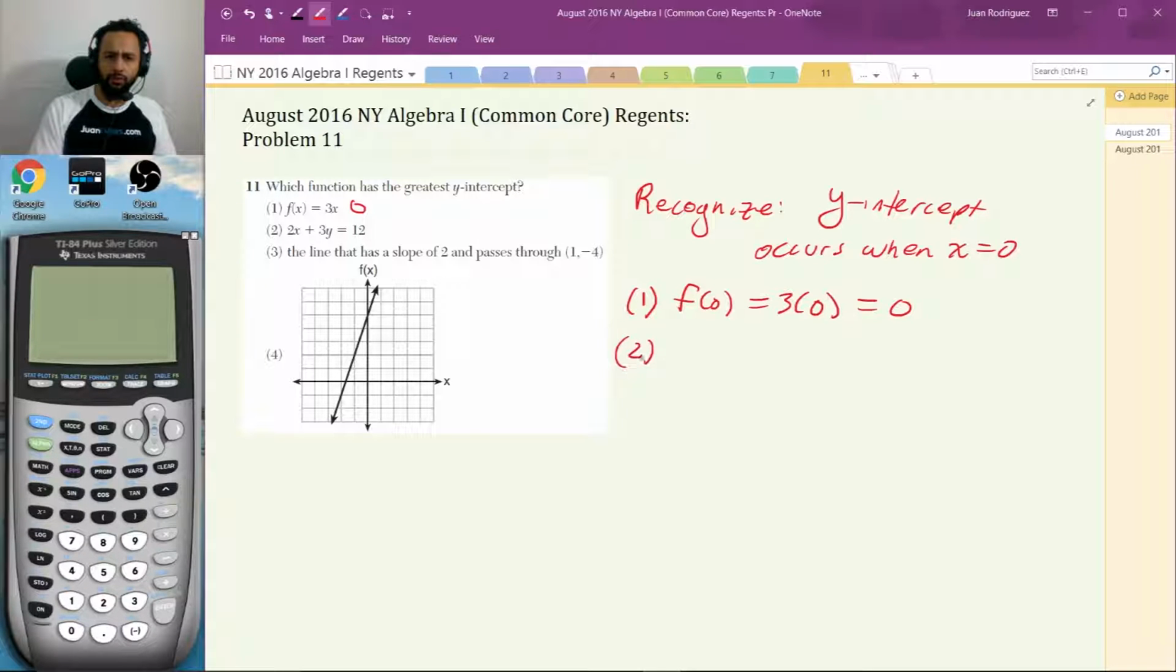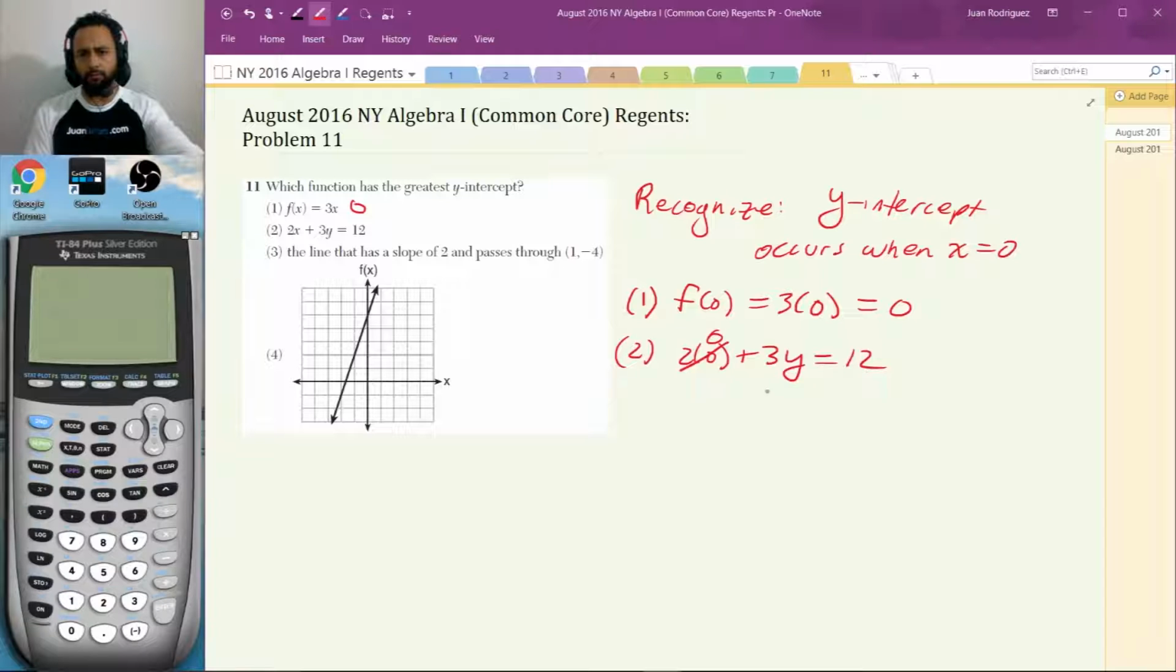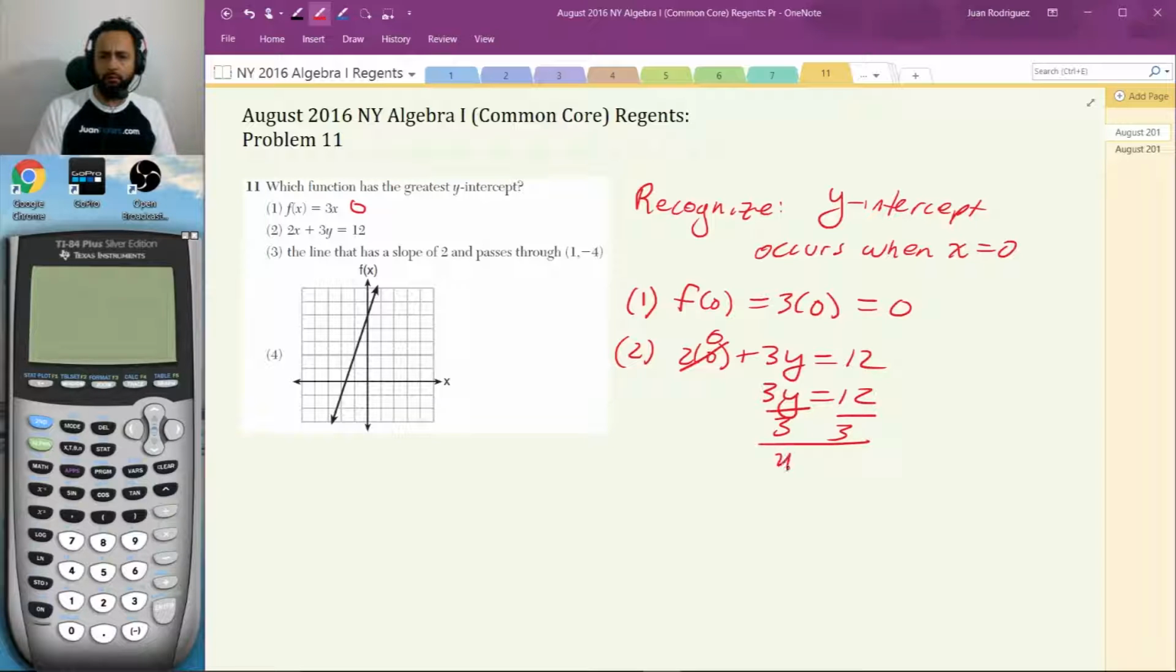For choice 2, 2 times 0 plus 3y equals 12. So that's 0 plus 3y, so 3y equals 12. I can divide by 3. I got y equals 4. Okay, so 4. That looks like that's going to be the answer.